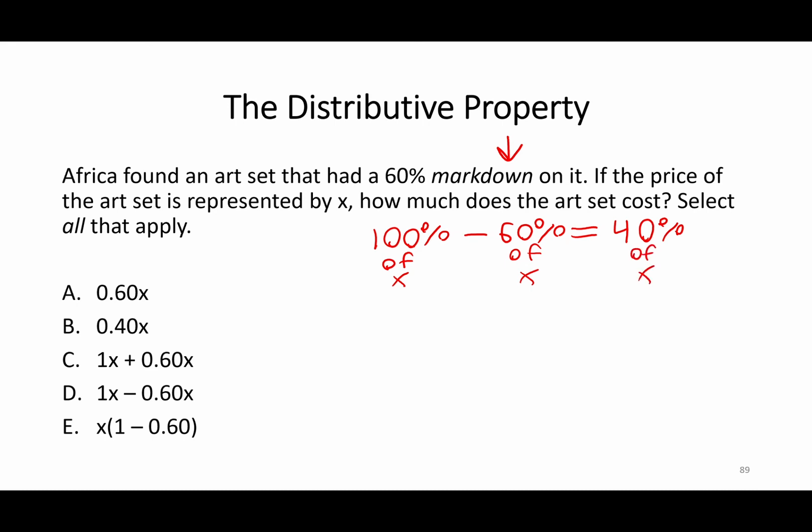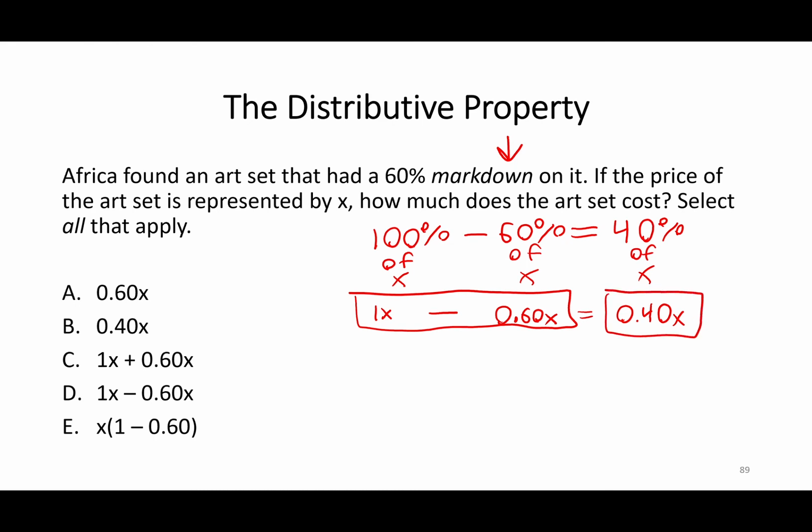You know another way to represent this? Decimals. 100% of X is 1.00X, which is the same as saying 1X. Here, 60% of X is 0.60X, and 40% of X is 0.40X. So, either 1X minus 0.6X, or 0.40X. How else could we write this? We could also remove the 1. We could have X minus 0.60X. All three of these right now are possible correct answer choices.